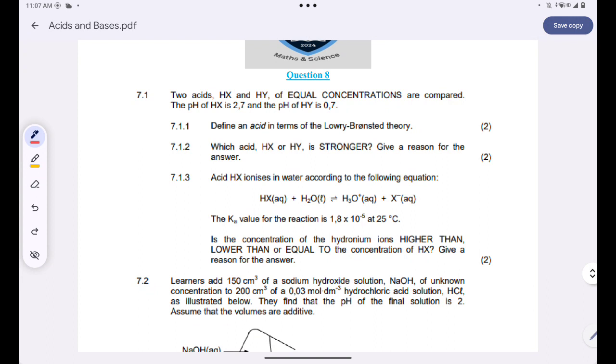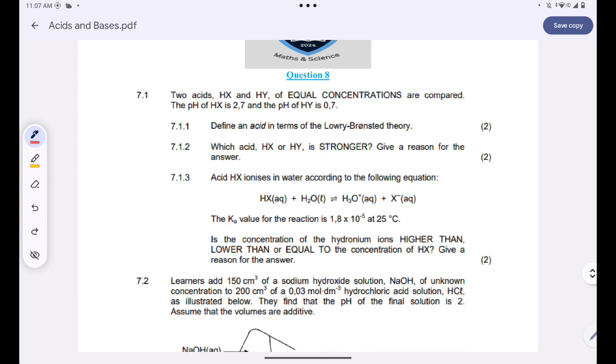Let's jump into it. We are told that two acids HX and HY of equal concentrations are compared. The pH of HX is 2.7 and the pH of HY is 0.7. First question, we are asked to define an acid in terms of the Lowry-Bronsted theory. An acid is simply a substance that ionizes in a solution to form a higher concentration of hydronium ions.